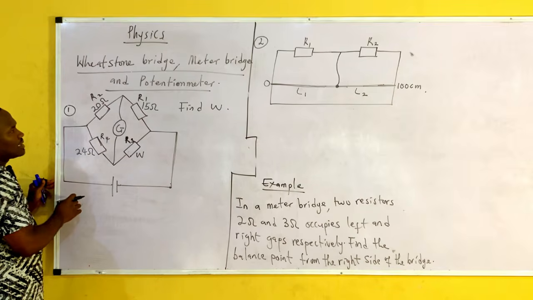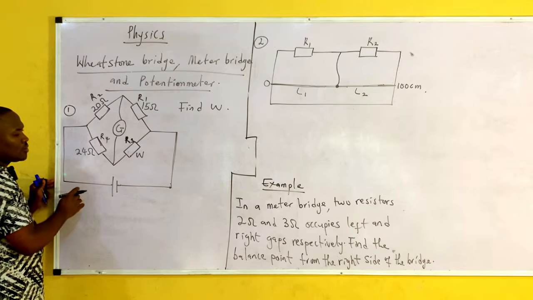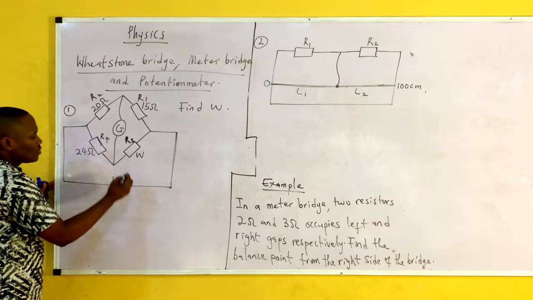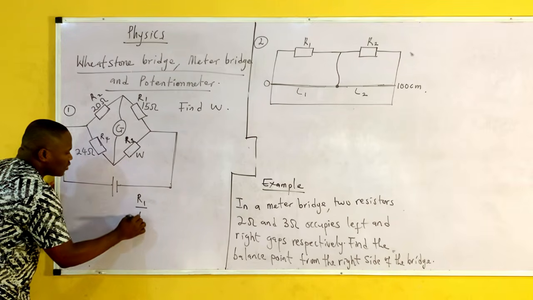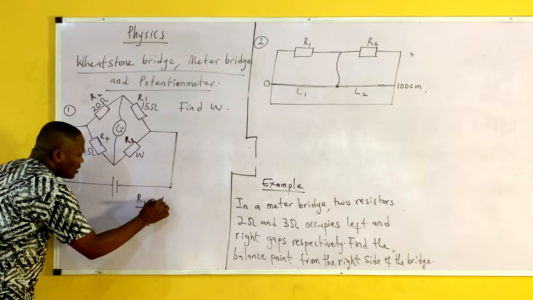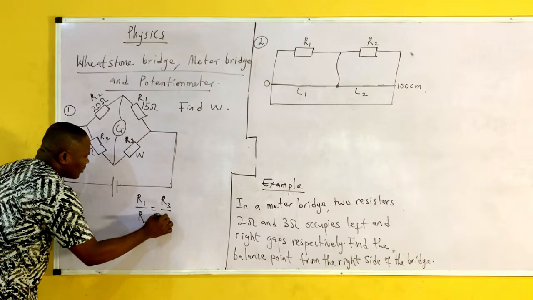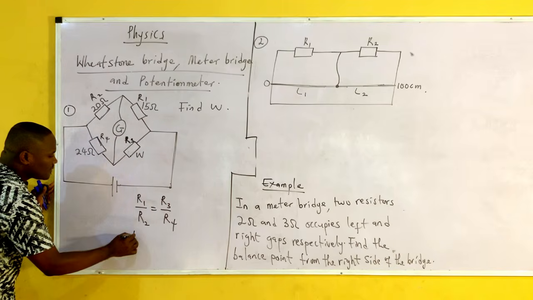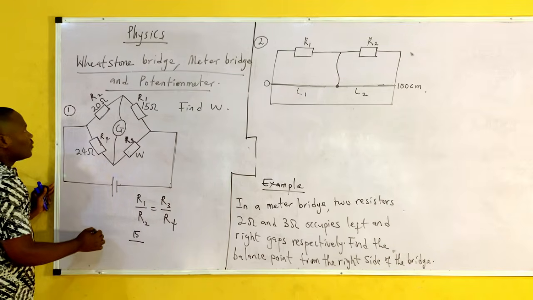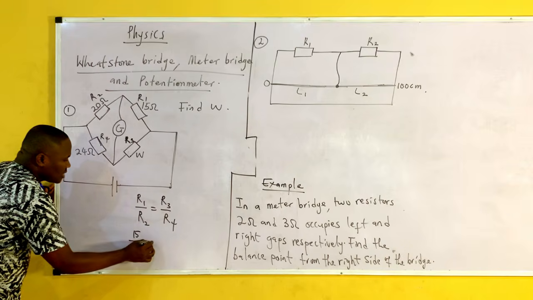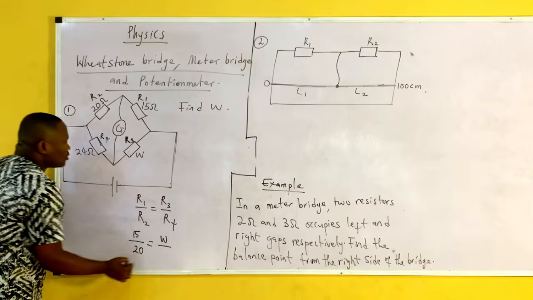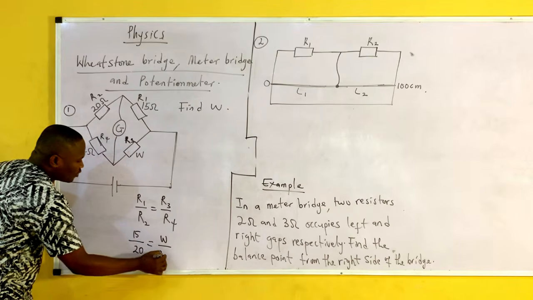In what manner can I solve questions from the bridge rule? I will compare this to this as equal to this to this. So I will say R1 over R2 is equal to R3 over R4. To solve such a question, my R1 is 15 ohms over R2 is 20 is equal to R3, which is my unknown, W, over R4, which is 24.